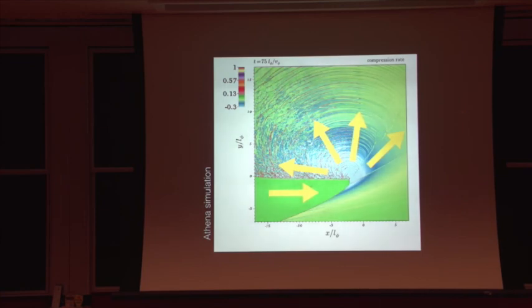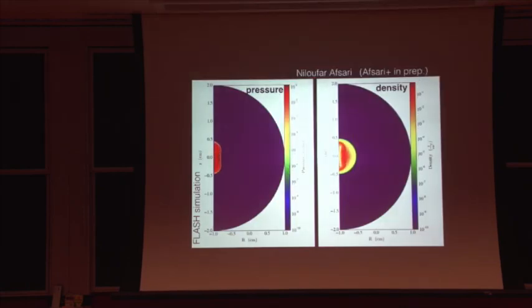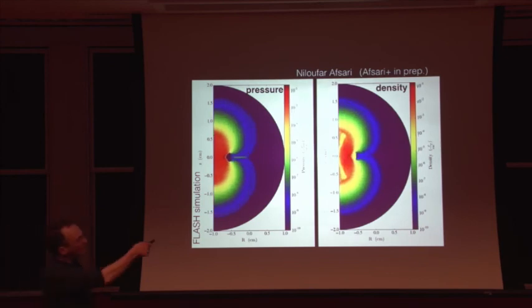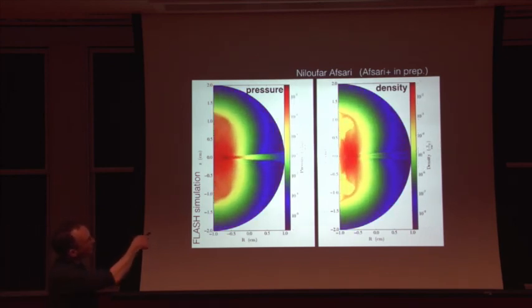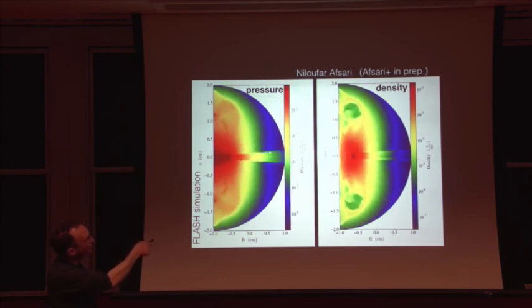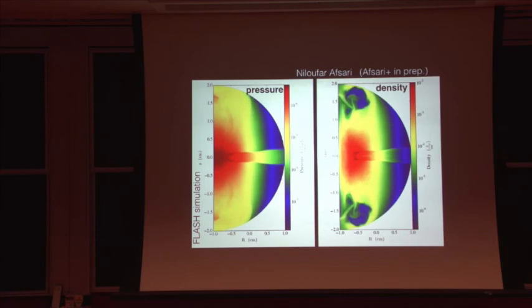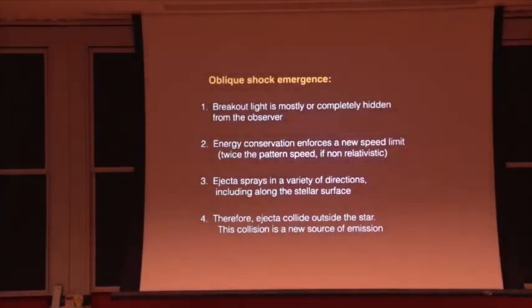And so you get a spray of ejecta, including along the stellar surface, which in this frame is the same speed as the material comes in. And in the star's frame, that means that the speed is twice the speed at which the shock is wrapping around the stellar surface, as long as it's non-relativistic. So to continue the simulation, at first you see a breakout, and then you see this wraparound, followed by a collision between this non-radial flow from the two sides of the star. And so this is a really generic feature of the production of an event by a non-spherically symmetric explosion. You get collisions of the ejecta with each other outside the star, which can then lead to new interesting phenomena.